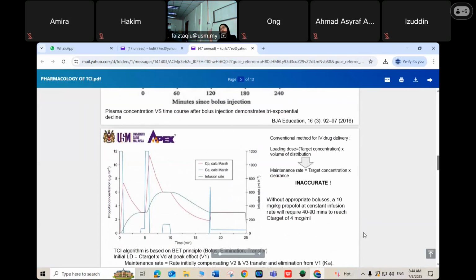Okay. If you look closely, this is comparing two models. Yeah. Marsh and Schneider. Okay. So the pink one is Marsh. Pink or purplish. The purplish one is Marsh. The green one is the Schneider. Okay. Sorry. What is that called? Effect site Marsh and plasma site Marsh. Okay. So can you see the difference? If you look, you can see there is a difference.